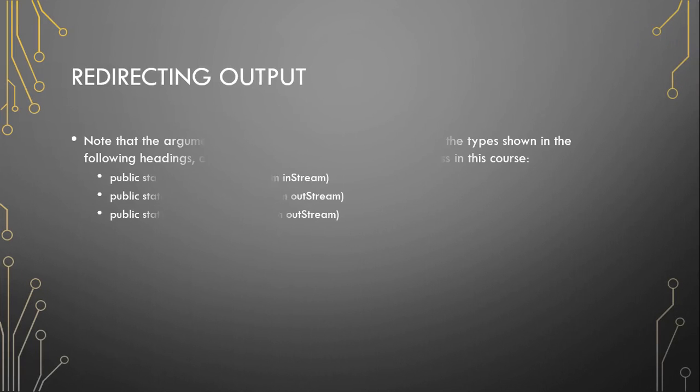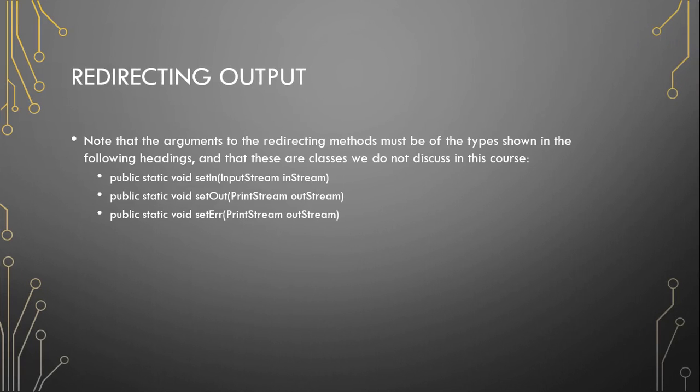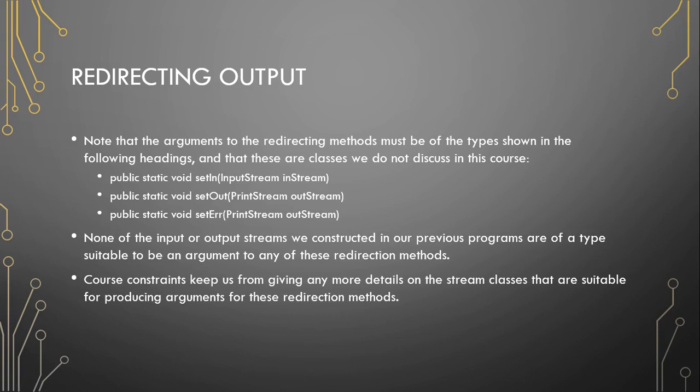Now, before we go look at the demo, I just want to wrap this up here with a couple of things. Note that the arguments to the redirecting methods must be of the type shown in the following headings, and that these are classes that we do not discuss in this course. public static void setIn(InputStream inStream), public static void setOut(PrintStream outStream), public static void setErr(PrintStream outStream). None of the input or output streams we constructed in our previous programs are of a type suitable to be an argument in any of these redirection methods.